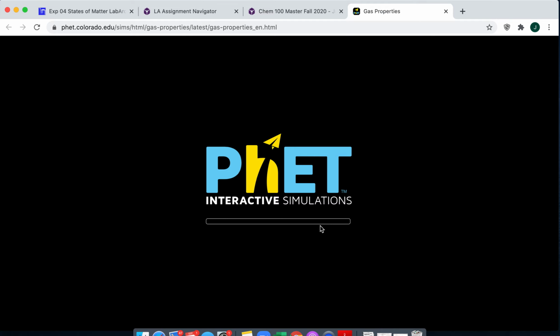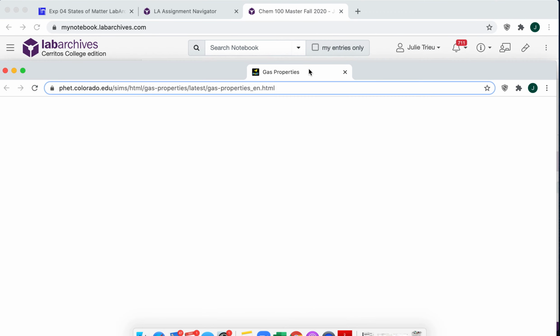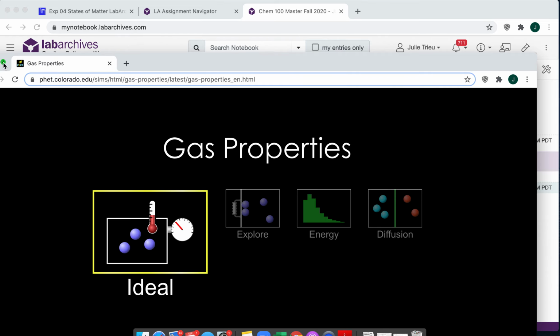For the last part, which is the simulation of the ideal gas law, make sure you use the split screen.